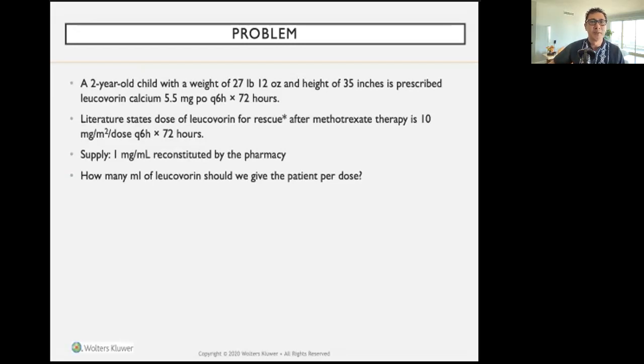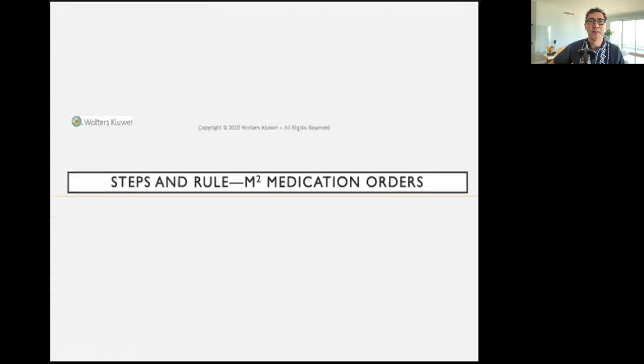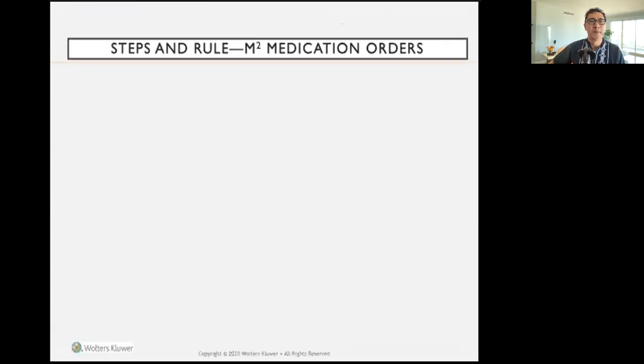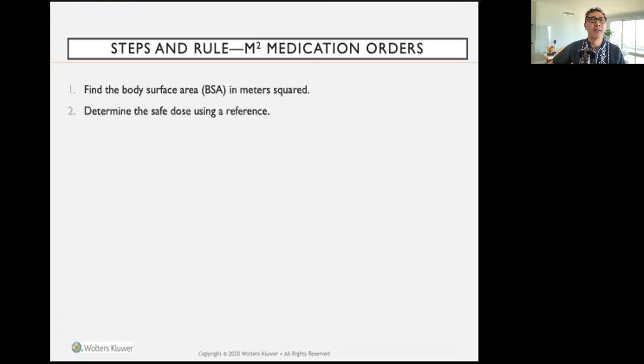There's a couple of steps. Let's work through that. There's 4 steps into working this out, and here they are. Step number 1: find the body surface area in meters squared. Next, determine the safe dose using the reference. Remember, the literature says the safe dose is, I forgot what it was, 10 milligrams per meter squared or something like that, but we'll get back to it.